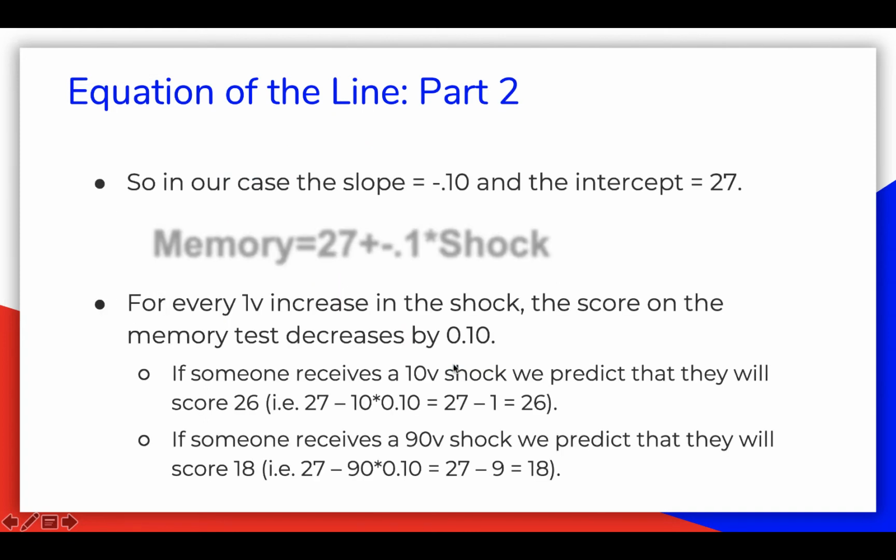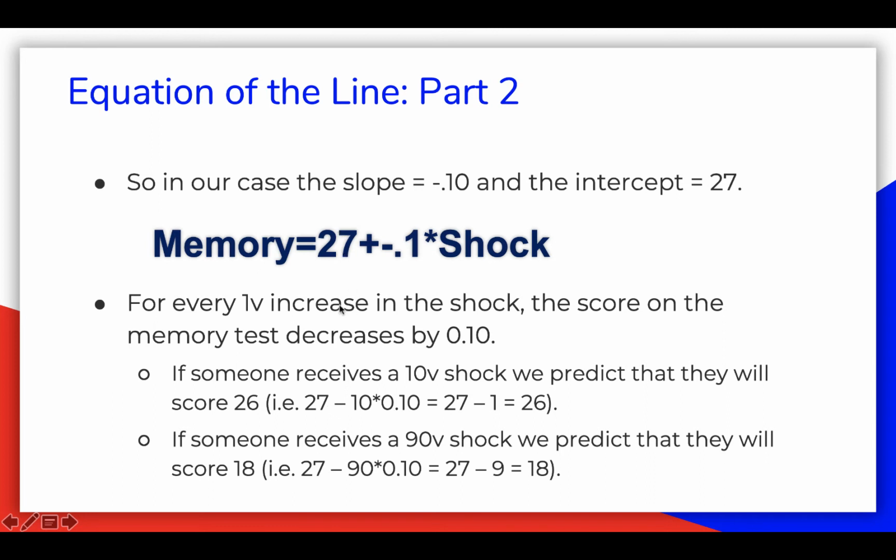So this leads to our equation. We have memory, the number of items that you would recall, equals 27, which is our intercept, plus -0.1 times the shock that I give you, 20 volts, 40 volts, 60 volts. So for every 1 volt increase in the shock, the score on the memory test is going to decrease by 0.1. So if I give you 20 volts, that will decrease the number of items you're able to recall by 2.